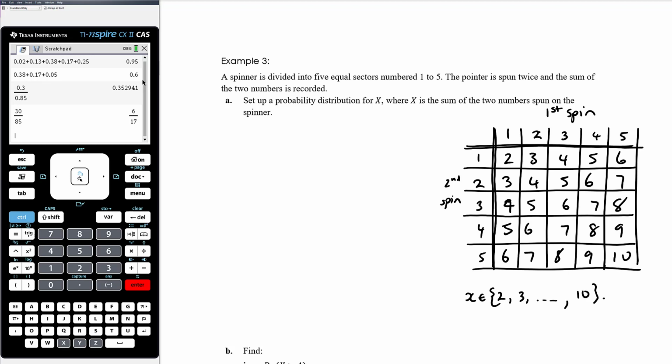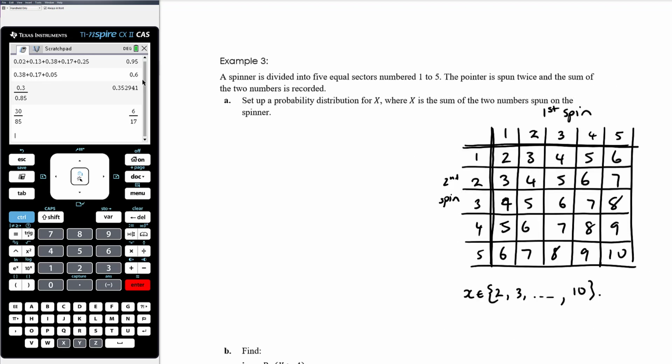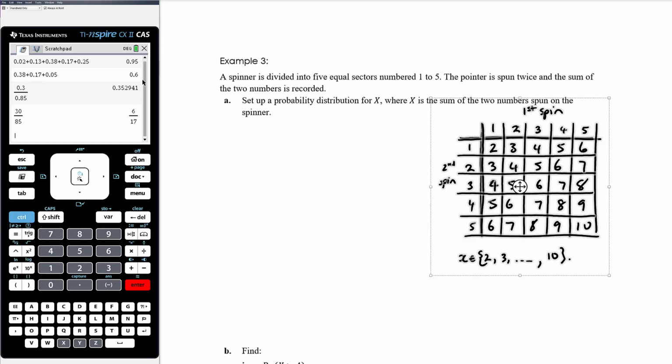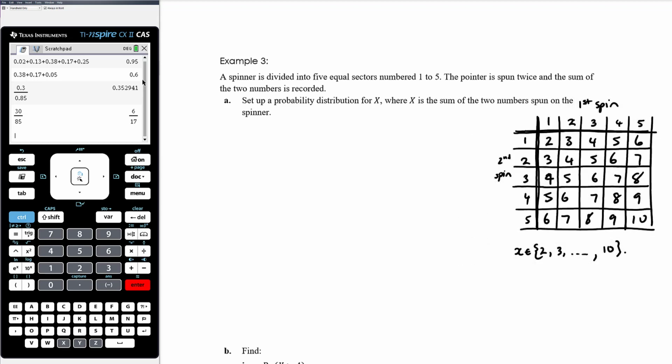Okay, so I'm just actually going to make all that a bit smaller. Sorry. I'm going to need a reasonably big probability distribution to show 2 to 10.